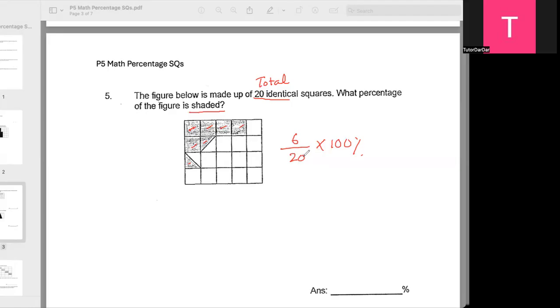So 0, 0, cancel. 2 divided by 2 is 1. 6 divided by 2 is 3. So 3 times 10, you get 30%. So the answer is 30%.